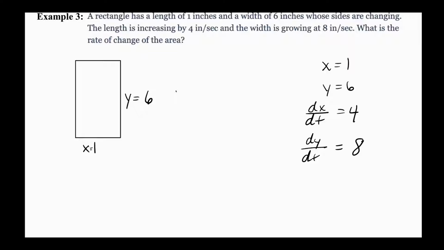Okay. Step 2. What does step 2 say? What am I trying to find? So how do I write that? dA over dt. What does that equal to? You should already have this written down. What is it equal to?